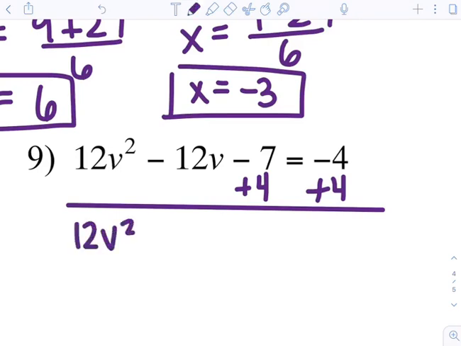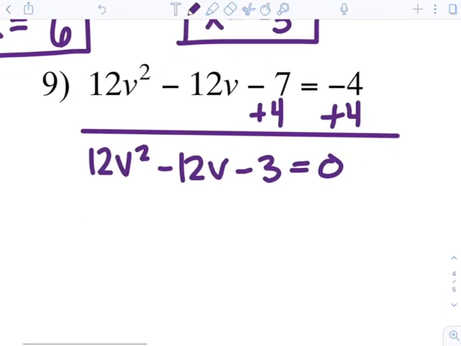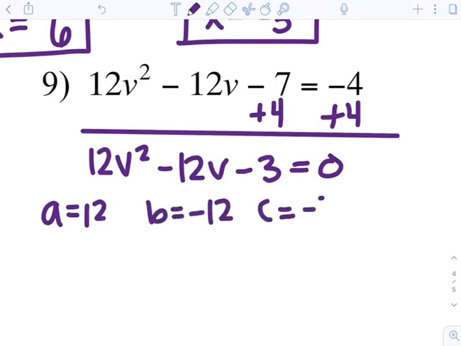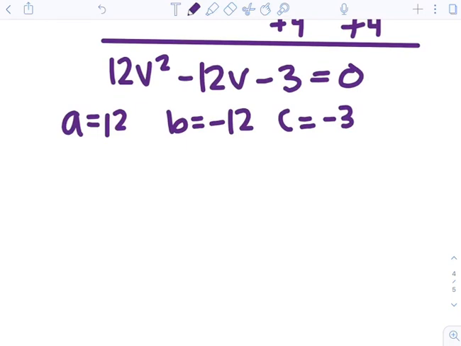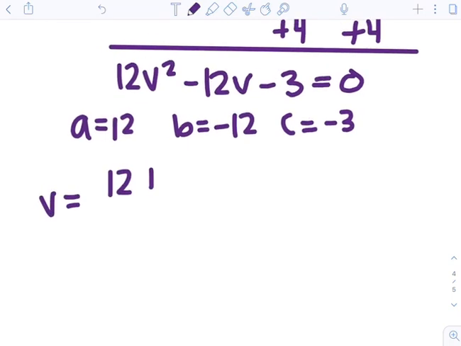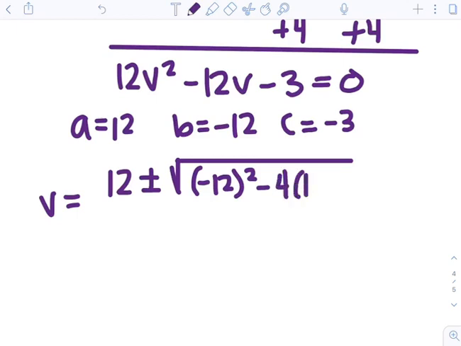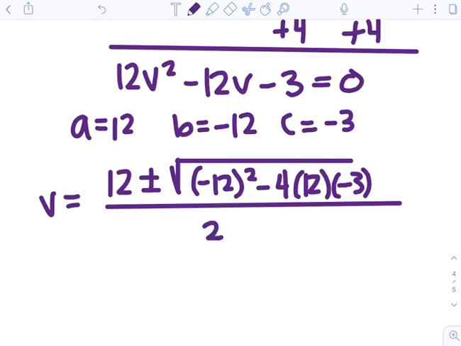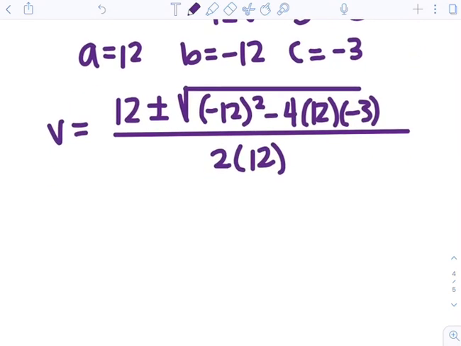So I get 12v squared minus 12v minus 3 equals 0. Let's identify our a, that's 12, our b, that's negative 12, and our c, that's negative 3. Okay, and we're going to plug it in. So v equals the opposite of b, so that becomes positive 12, plus or minus the square root, b squared, make sure you use your parentheses, minus 4 times a times c, all over 2 times a.